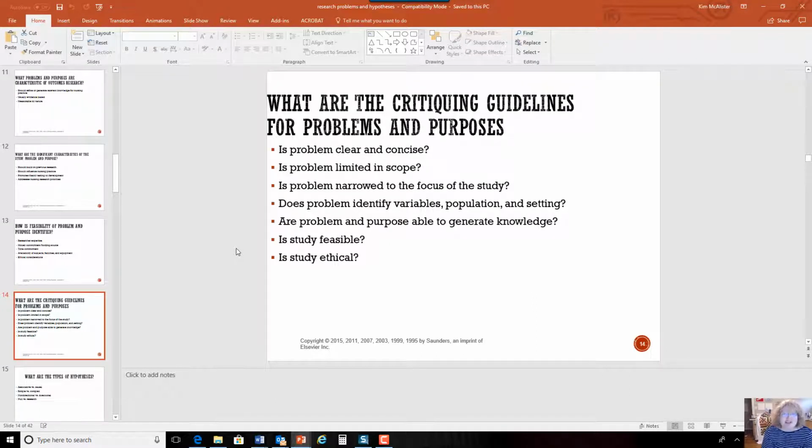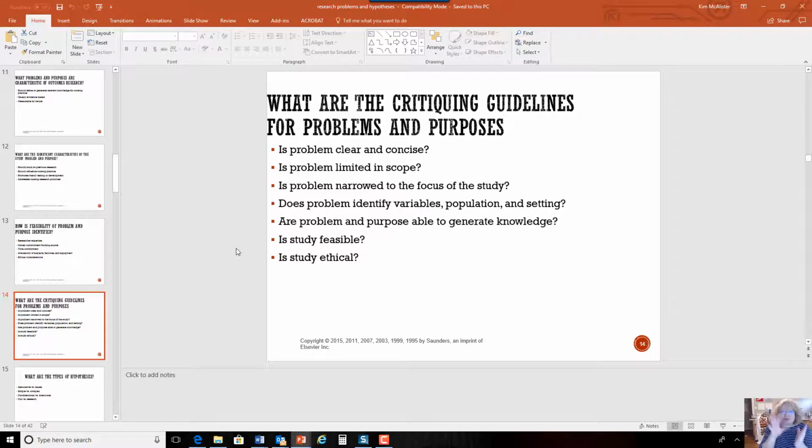Is the problem limited in scope? You don't want something that has such a huge scope that you will never get to the end. You want to be sure that what you're looking at is focused on the problem that you're addressing. Is the problem narrowed to the focus of the study? Is the problem really focused on what it's actually studying? Does it identify variables? It should say the independent variables are this, the dependent variables are that.